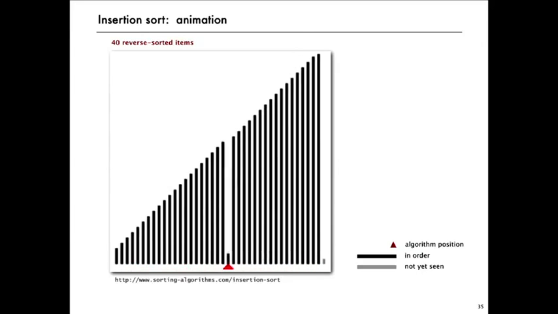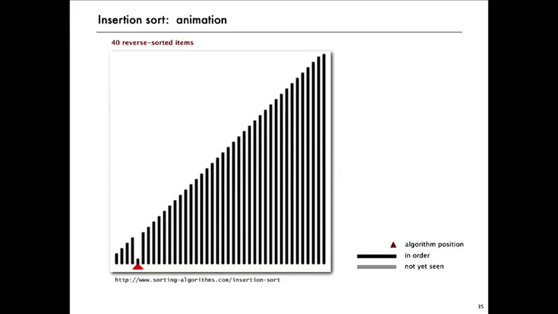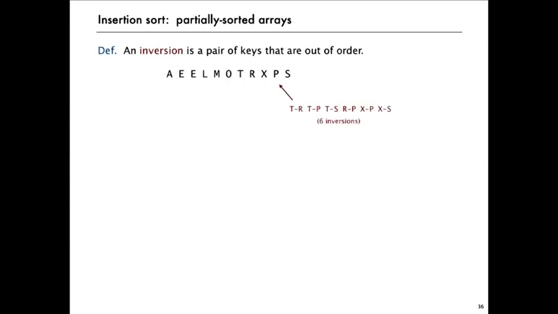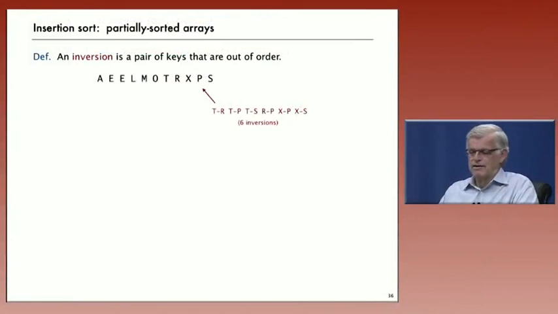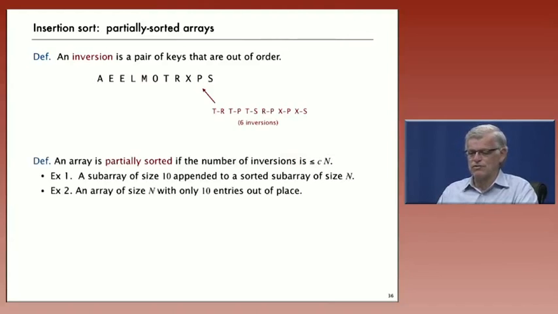But there's also a good case that we actually take advantage of in plenty of practical applications. And that has to do with when the array is partially sorted. To talk about this in a quantitative way, we define what's called an inversion. An inversion is just a pair of keys that are out of order in the array. So this array has 6 inversions. T and R are out of order because R should go before T. T and P are out of order, and so forth. And we define an array to be partially sorted if its number of inversions is linear, if it's less than some constant times n.